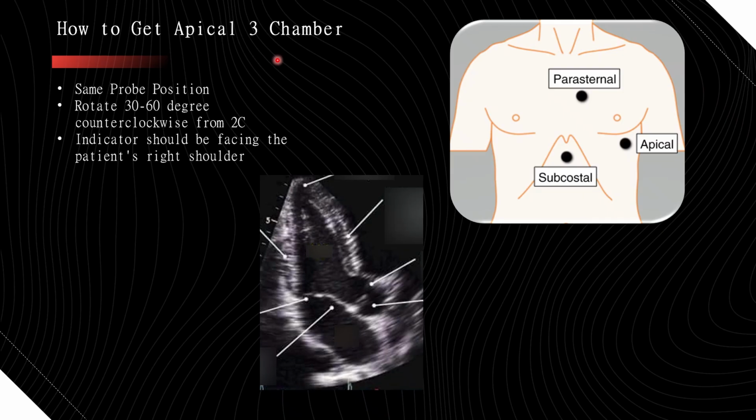How to get apical 3 chamber. Same probe position, rotate 30 to 60 degrees counterclockwise from 2 chamber. Indicator should be facing the patient's right shoulder now, and the aorta will come into play.